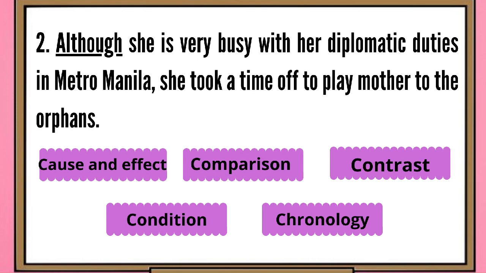Number 2. Although she is very busy with her diplomatic duties in Metro Manila, she took a time off to play mother to the orphans. The conjunction here is although. What do you think is the purpose of this subordinating conjunction based on how it is used in the sentence? Wonderful! It is used to contrast two ideas in the sentence. Although is used to point out the difference of two statements in the sentence. It shows the contrast of her busy situation against finding a time off to play mother to the orphans.